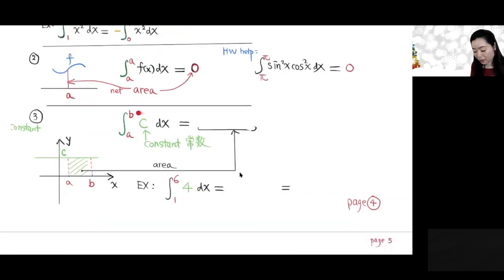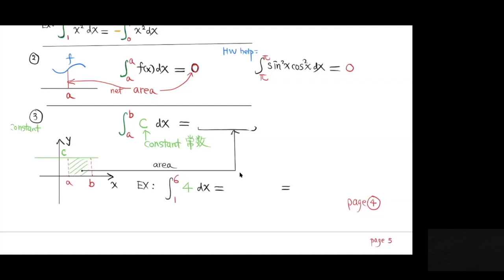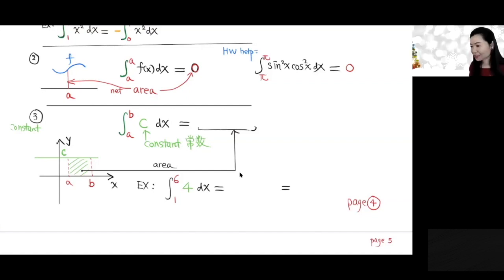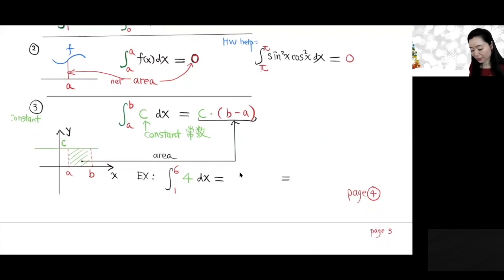When you integrate a constant function, y equals c, from a to b, think about it as the area under this constant curve. So what will be the area under this constant curve? It is c times b minus a, you got it. So when you integrate a constant function, it will be equal to this constant times b minus a. You can use it as a formula.